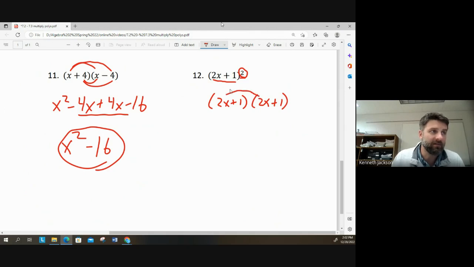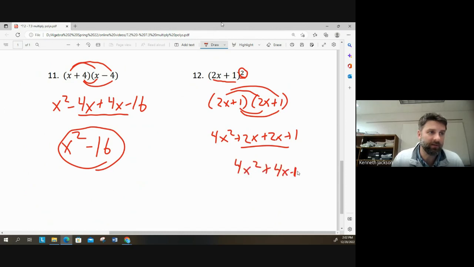And once I write it out, now I can solve it. 4x squared plus 2. And then I can run this through. That's 2x, isn't it? 1 times 2x is 2x. And 1 times 1 will give me 1. Go through and combine like terms. 4x squared plus 4x plus 1. Hopefully that helps.